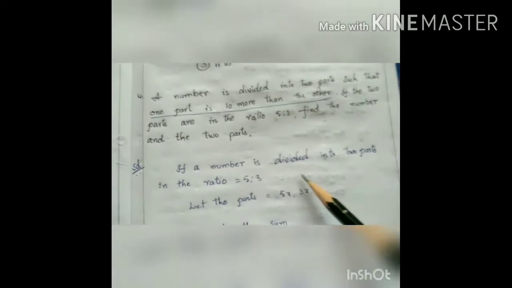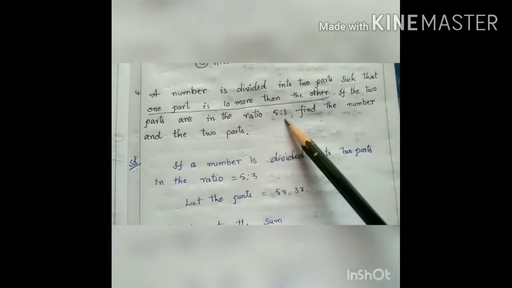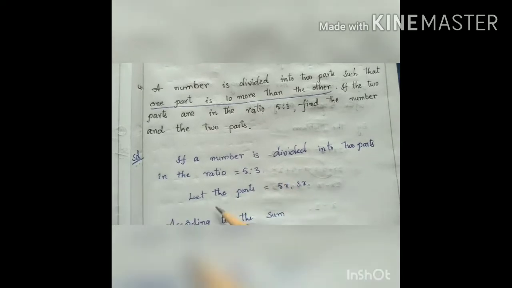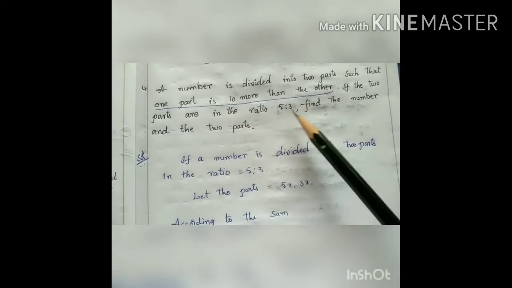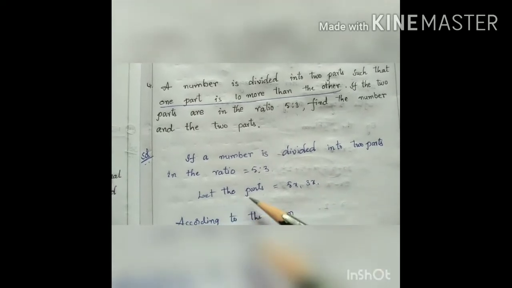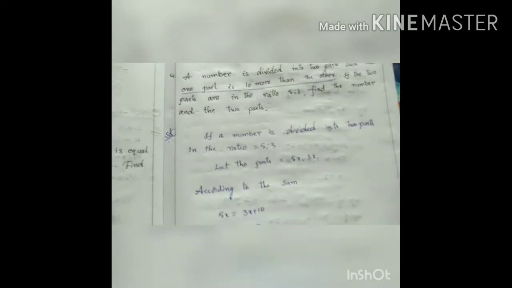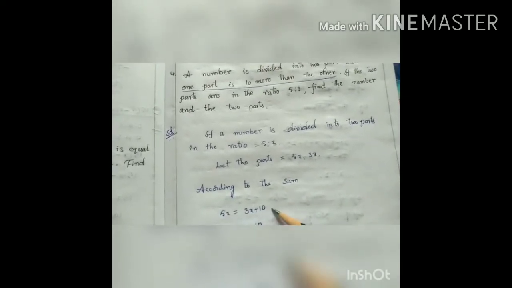If a number is divided into 2 parts in the ratio 5:3, let the parts be 5x and 3x. According to the sum, 5x equals 3x plus 10.